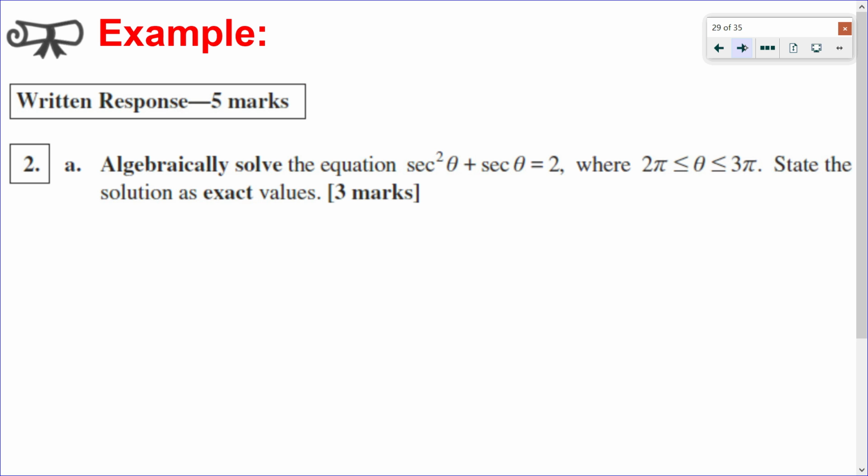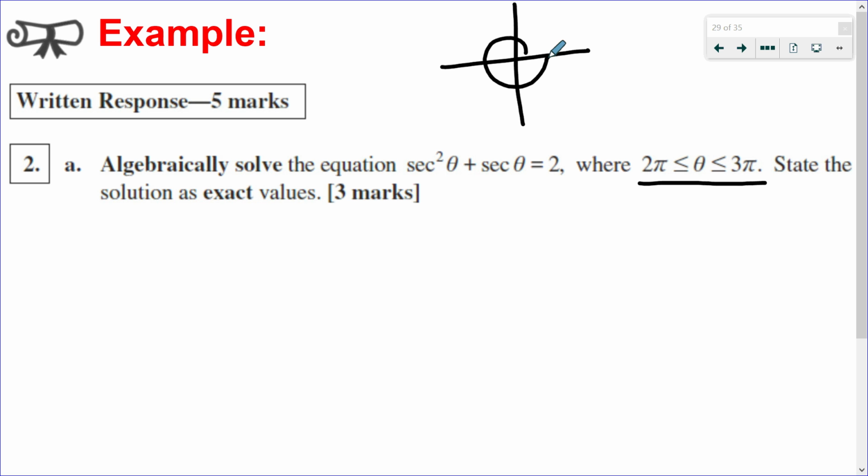So algebraically solve the equation secant squared theta plus secant theta equals 2, where, now this is the first time we've seen this, they're specifying the domain has to be between 2 pi and 3 pi, stating the solution as an exact value. So first of all, let's talk about what this means. So all 2 pi means is that I've gone around the circle once, that's 2 pi. So I'm going from 2 pi to 3 pi.